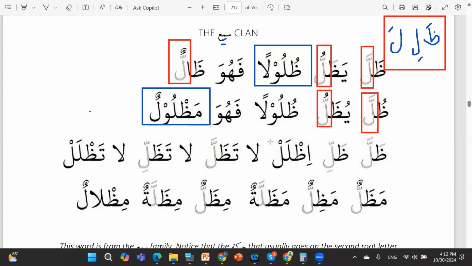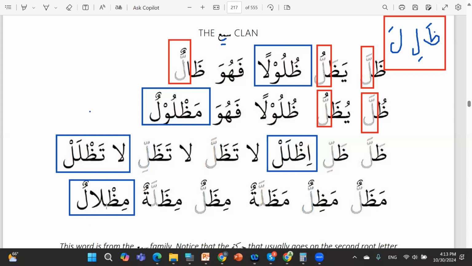The same way, in the third version of commanding, split: idlal. The third version of forbidding: la tazlal. And the third version of ism ala: midlalun, splitting, no fusion. So that's how you can see the application of different rules.